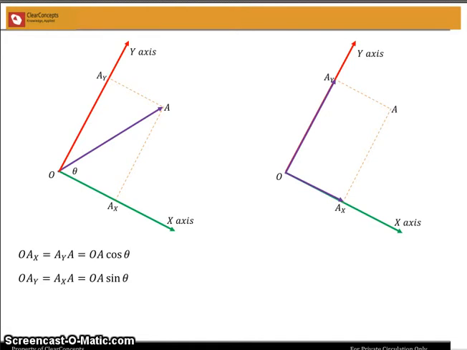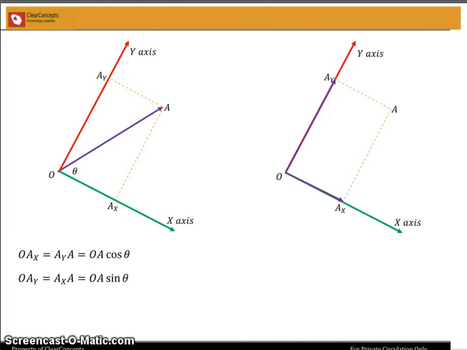Okay, this question is about resolution of vectors. So let us just look at these two diagrams that we have here. Suppose we are trying to construct a rectangle whose adjacent sides lie along the x and y axes. How could we specify this? There are two ways to specify it.